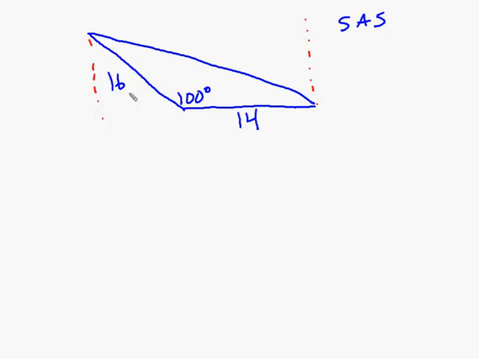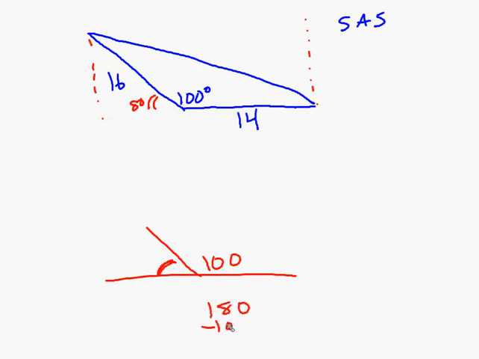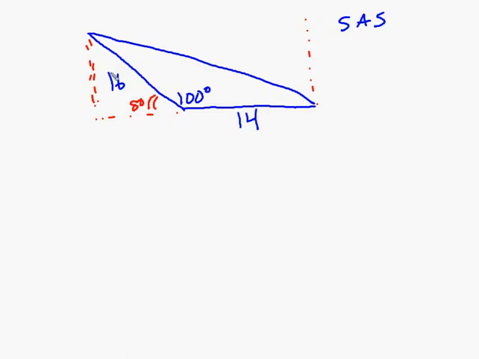But notice that the angle's not involved at all. I would need to know this angle right here, which I could get. It's 80. Why is it 80? Well, if this is 100 right here, what's this angle right here? These are supplements, aren't they? So I have 180 degrees there, subtract the 100, and I get 80 degrees. Hence, if I extend this side, this angle right here is 80 degrees. But I don't need to worry about that. You don't need to be confused by that because I don't need to know it.